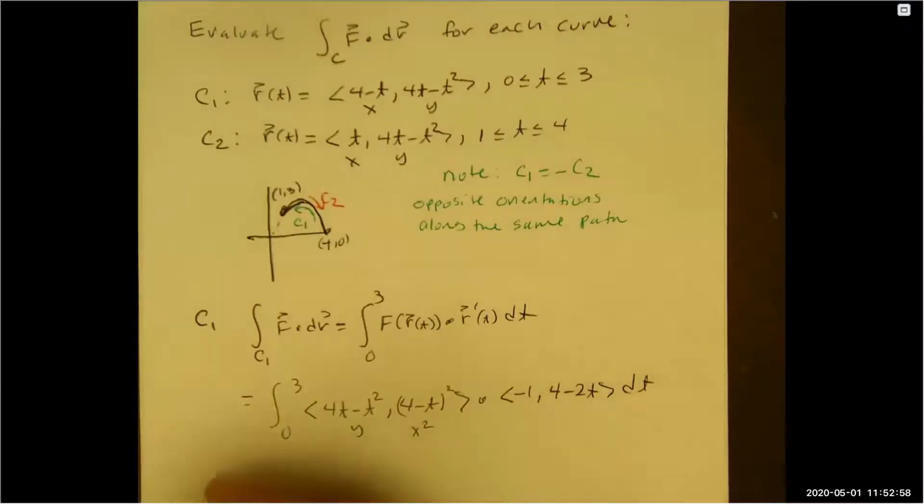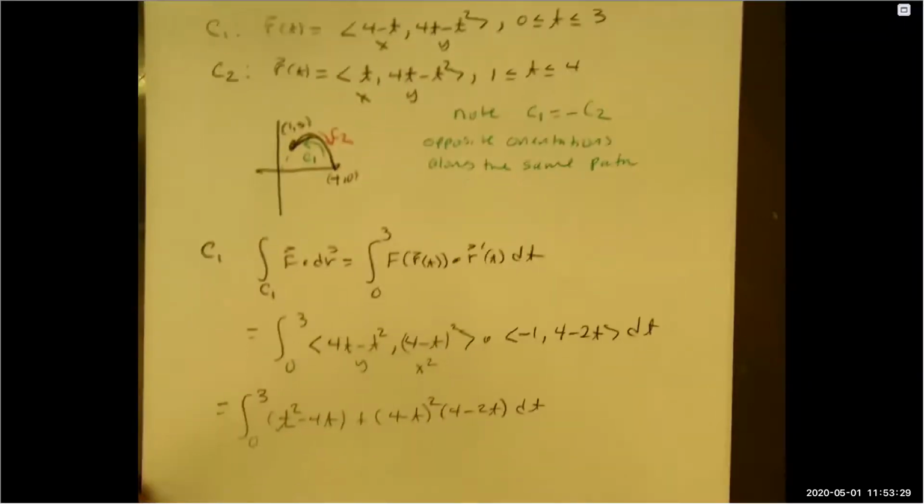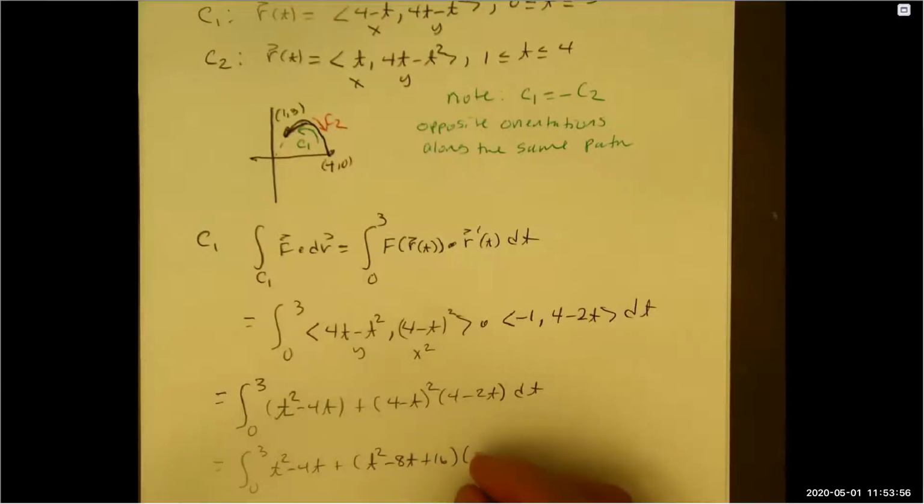All right, so we've got to do this dot product. We're going to have the integral from 0 to 3 of t squared minus, multiplying the -1 times this, t squared minus 4t. And then we multiply here, so plus the 4 minus t squared, and we multiply that by 4 minus 2t dt. So we're going to have the integral from 0 to 3 of t squared minus 4t, and then plus t squared minus 8t plus 16, and then we're multiplying this by 4 minus 2t. So we have all that.